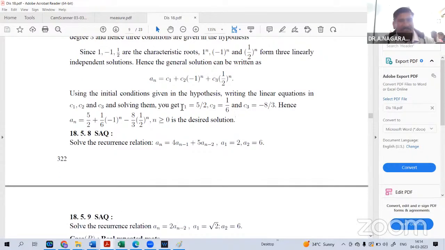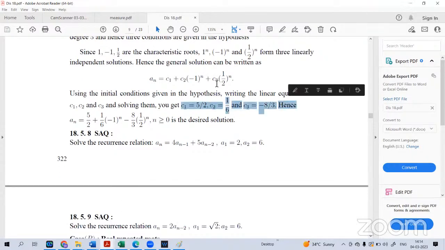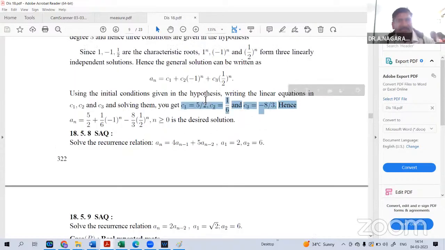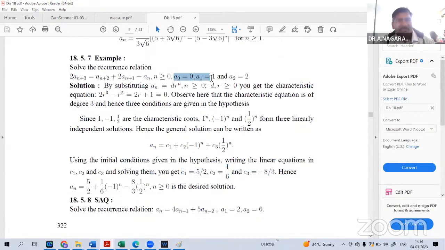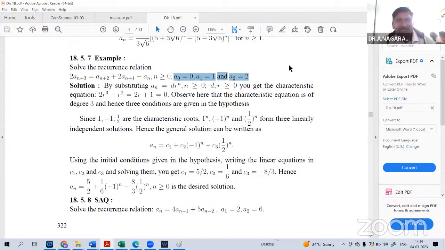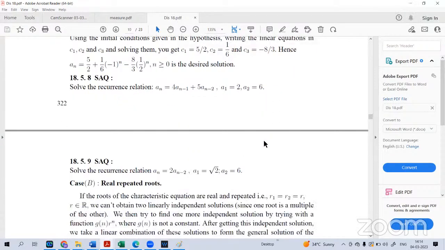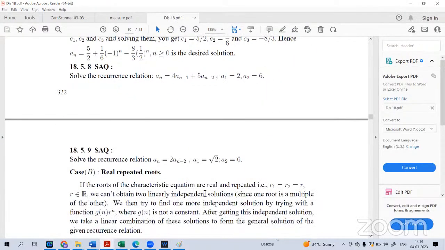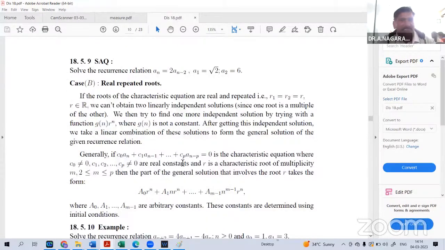So here I will substitute C1 equal to 5 by 2, C2 equal to and so on. I can get the constants from the given conditions. What are the conditions? The initial conditions: a_0 equal to 0, a_1 equal to 1, and a_2 equal to 1. Three equations we can get. Solving them we can get C1, C2, C3. Okay, sir, this is the example he gave. These two are already solved in the case.